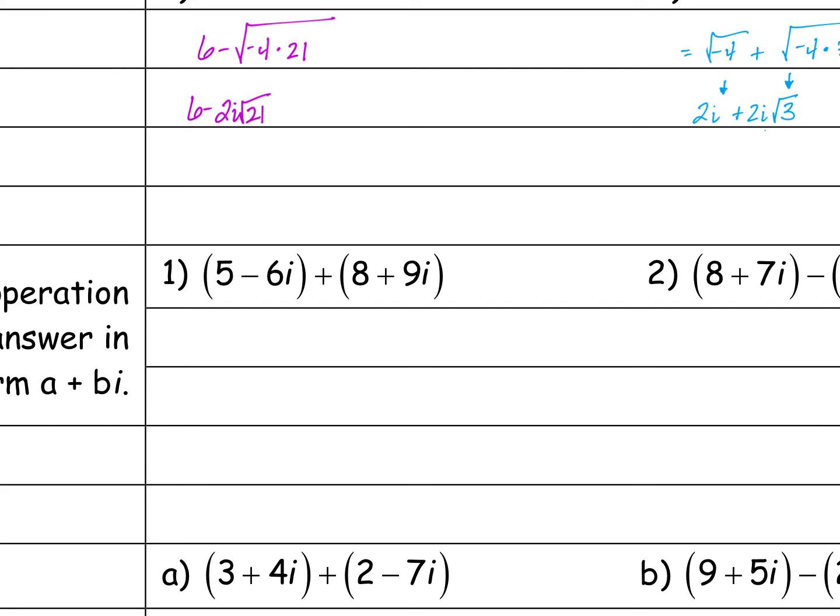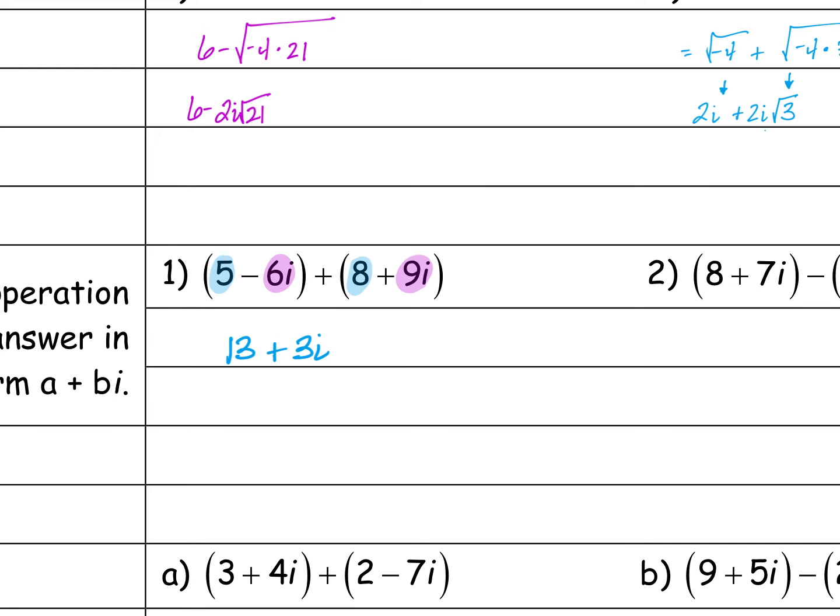So that means the 5 is a like term, and the 8 is a like term, and the 6i and the 9i are like terms. So my answer would be 5 plus 8 is 13, I believe. And negative 6i plus 9i would be 3i. Done. So 3i plus 13. Nope, 13 plus 3i.